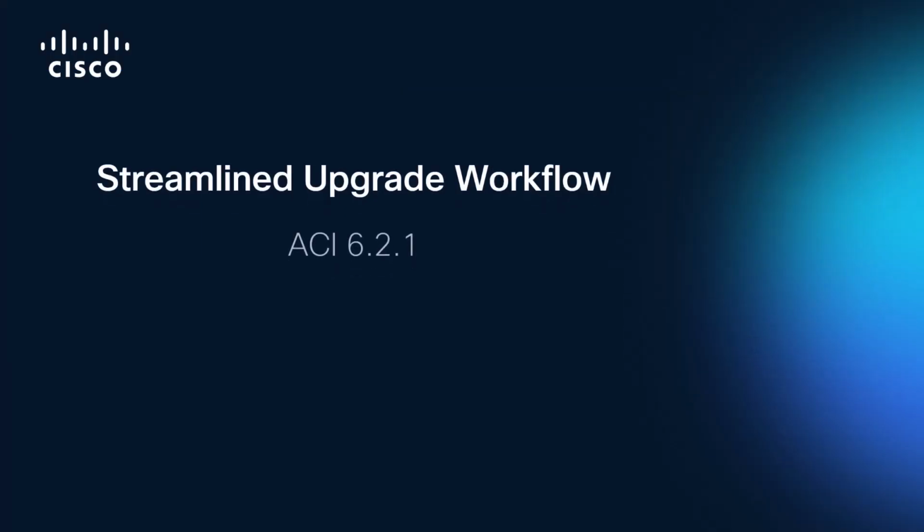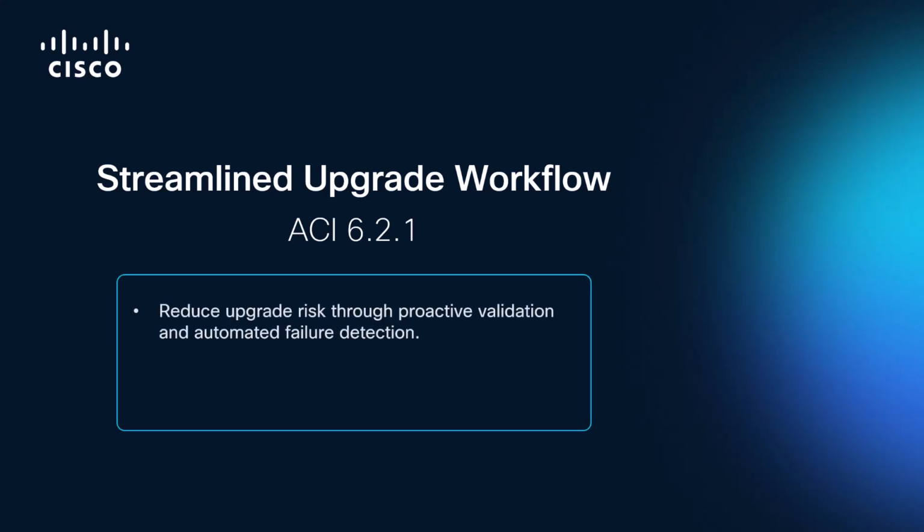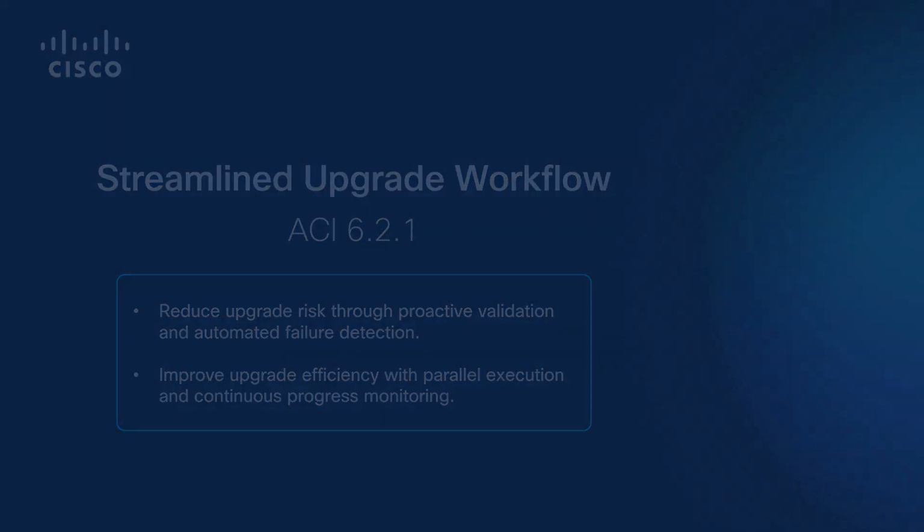This demonstrates how ACI 6.2.1 enhances the upgrade experience through automated validation, early failure detection, parallel execution, and continuous visibility, allowing upgrades to be performed more efficiently and with greater confidence.